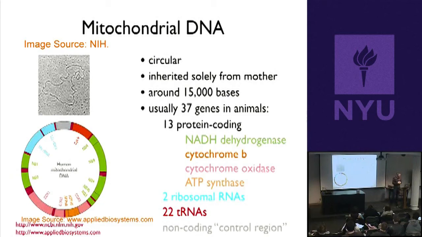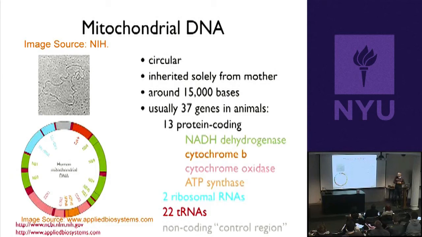But its specific sequence isn't as constrained as, say, the sequence that corresponds to an enzyme. Because the DNA that codes for an enzyme has to have the codons with the amino acids coded for properly. But this control region has sort of looser constraints on it. And that's going to be useful for us, and I'll show you why on the next slide.